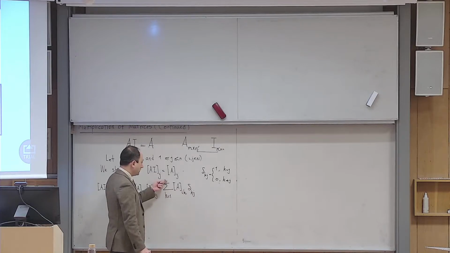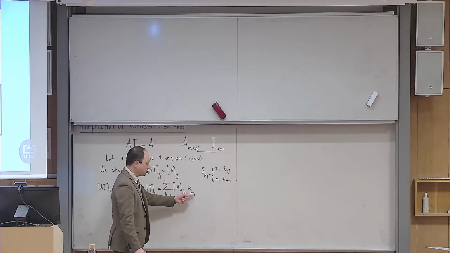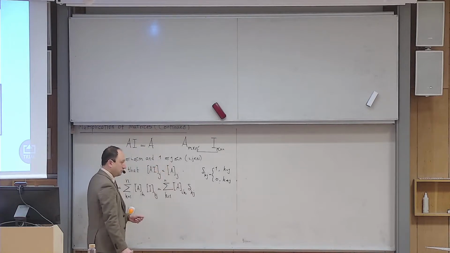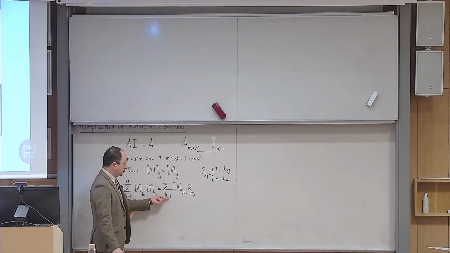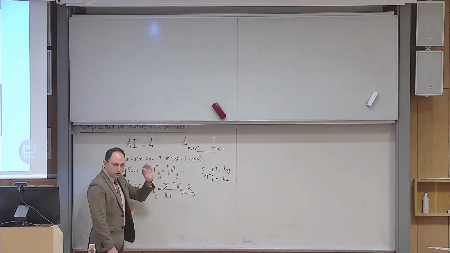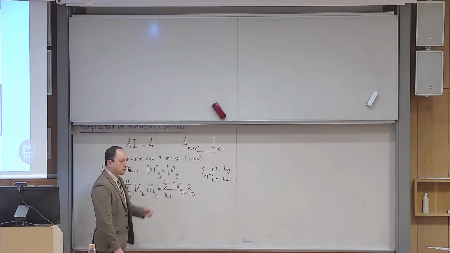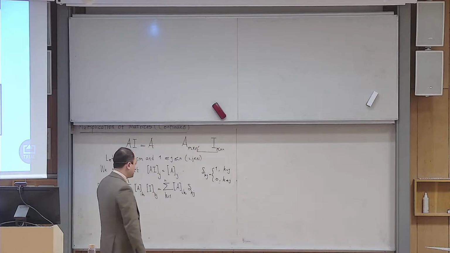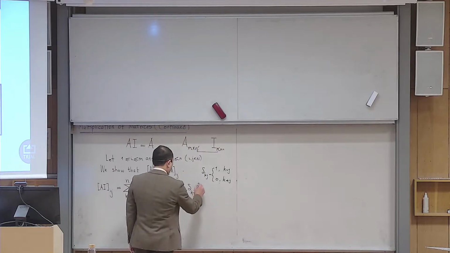At some point k reaches j, because j is already a fixed number between 1 and n. When I start running k from 1 to n, definitely at some point I reach the value j. For that particular value, delta becomes 1. But for the rest of the indices, delta is 0. So only one term survives from this. So this becomes what? a_ij.